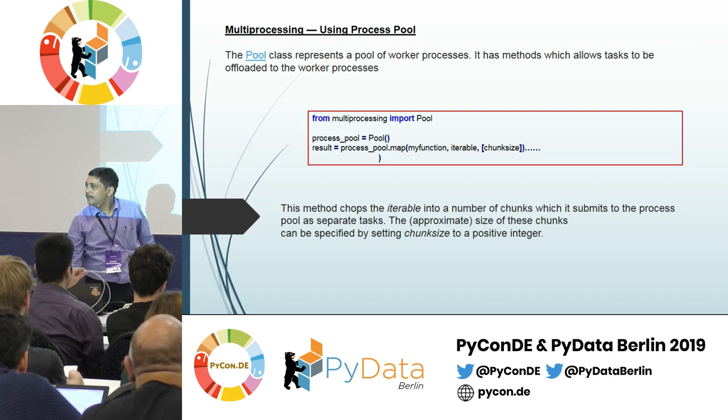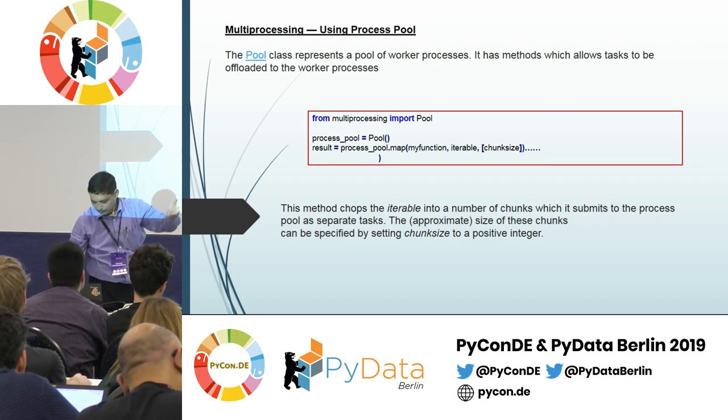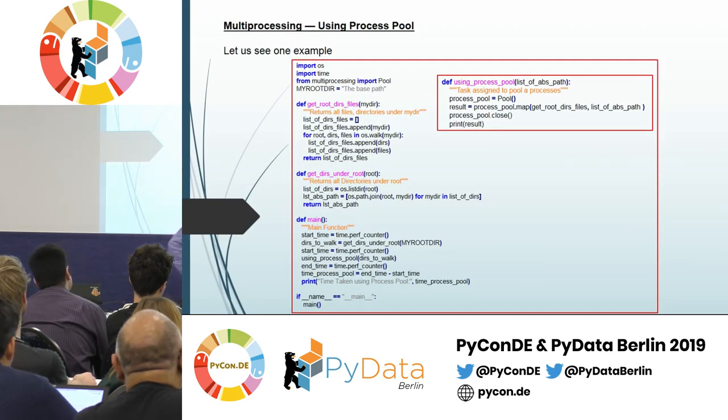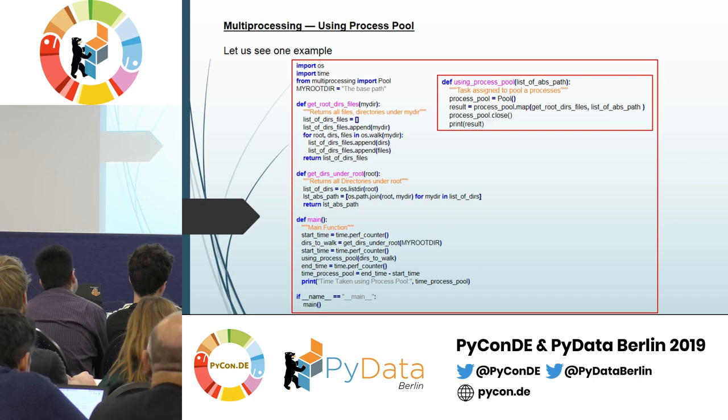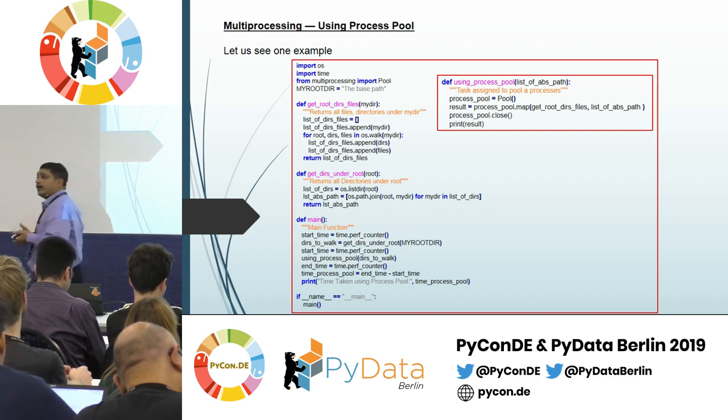Process pool is a little bit of an easy to use API compared to the process. Pool means, say, in this particular piece of code, everything is there with you. In this particular piece of code, I have used a process pool. What is the code supposed to do? I want to find out all the files and directories inside my root directory.